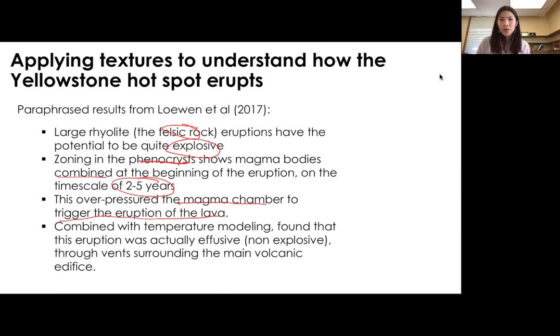of the lava. So if you remember from the rock textures, we had those large phenocrysts, but we also had some fairly fine-grained rocks that indicates there must have been a surface eruption component. When they looked at these rocks and combined this with temperature modeling, they found that even though the magma chamber was overpressured, the eruption that occurred was actually effusive and non-explosive. And it mostly occurred through vents that surrounded the main volcanic edifice. So instead of being a centralized eruption, it was more of an effusive eruption through vents and fissures.